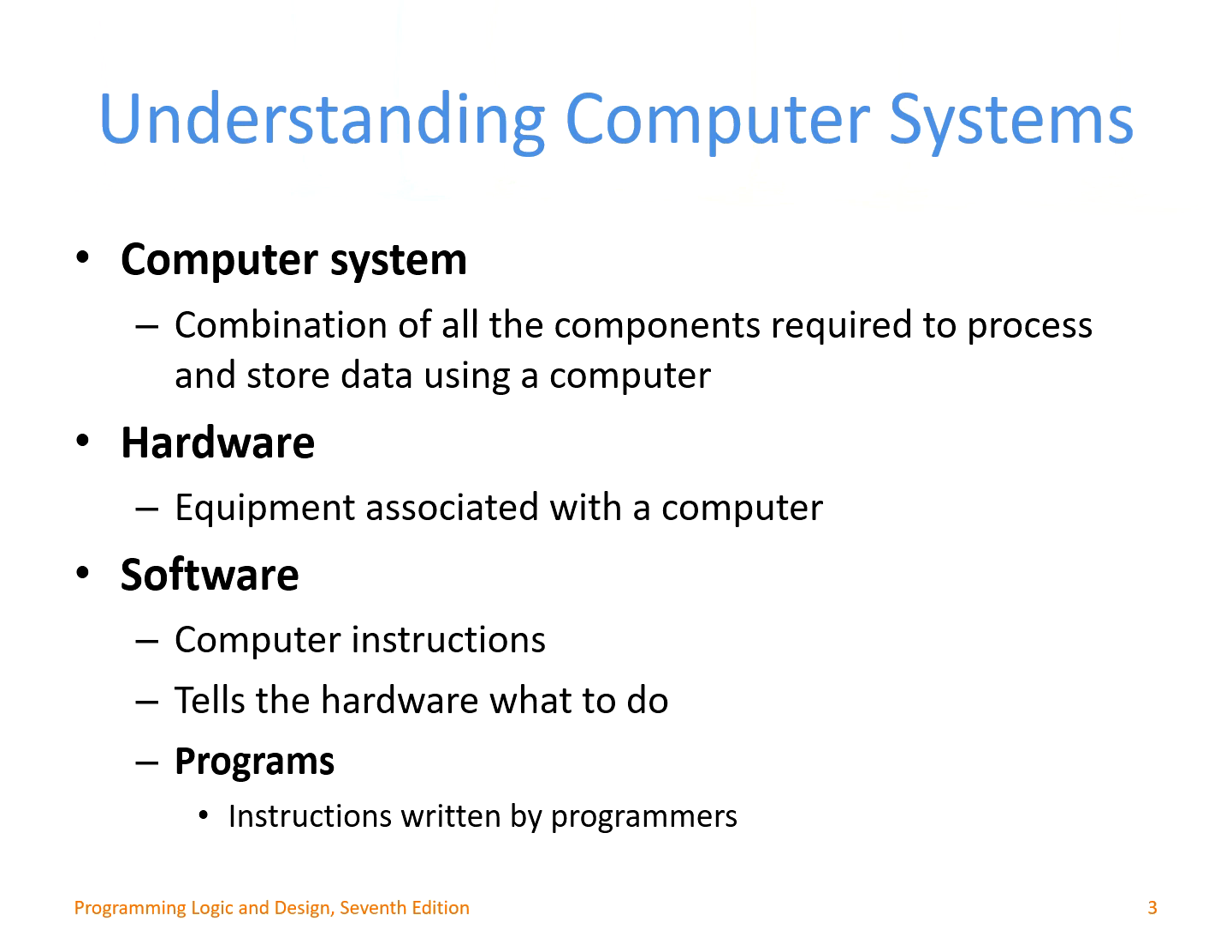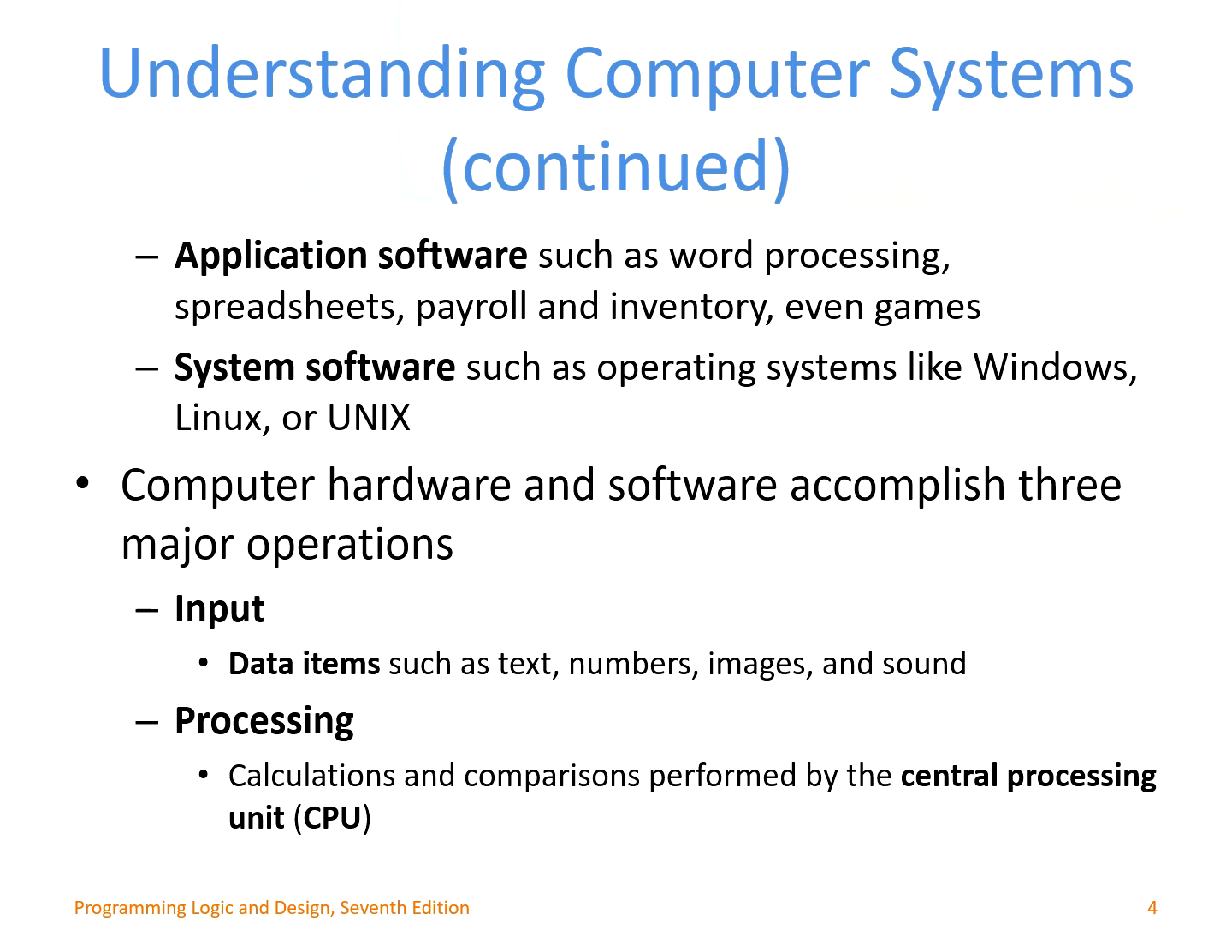instruction written by programmers. Another one is application software, such as word processing, spreadsheets, and payroll and inventory. Another is the system software, such as the operating system like Windows, Windows 7, Windows 10, Windows 11. We also have Linux or Unix.